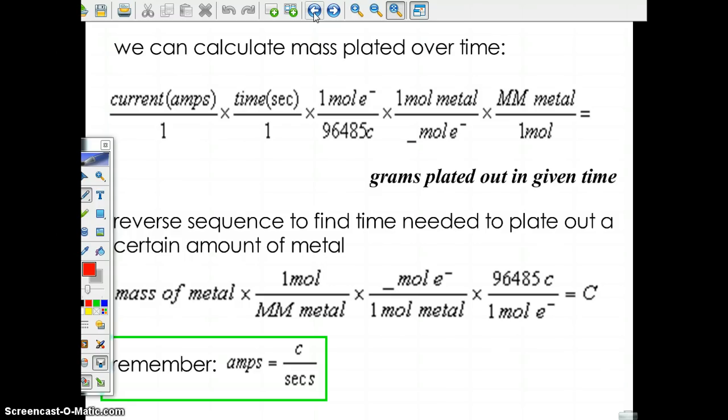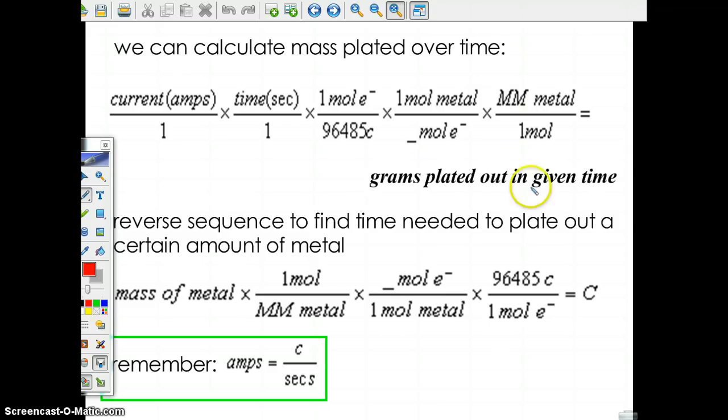So if we want to calculate mass plated over time, and I have metal in here, but it doesn't have to be metal. It can be any element that you want to form, like we formed iodine in the lab. We could figure out how much iodine would be formed. You're going to do amps times time in seconds, and that gives you coulombs. And then you're going to cancel coulombs with Faraday's constant per mole of electron. And then I have here 1 mole of metal, but that could be 1 mole of element. Blank moles of electrons. That's the number of electrons in the half reaction that it takes to oxidize or reduce it.